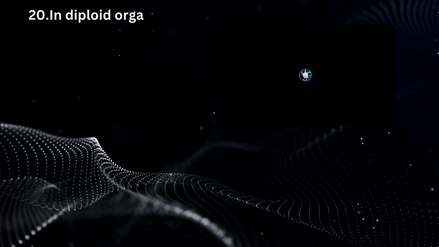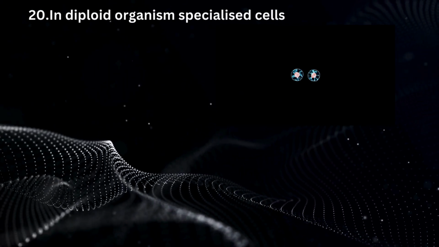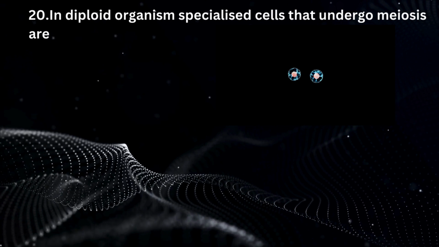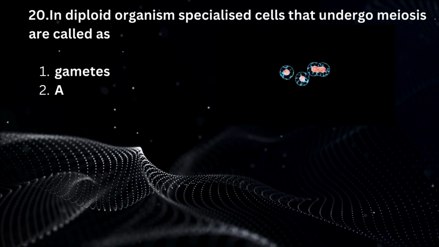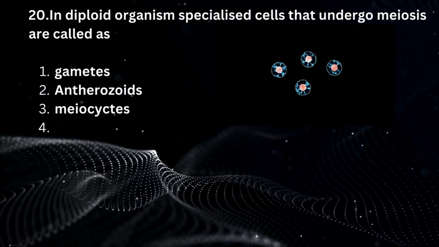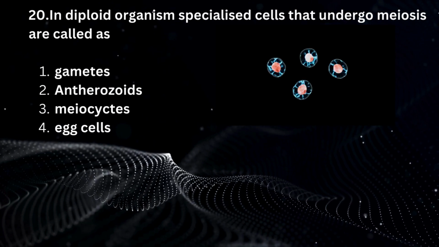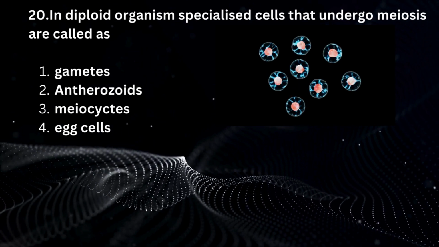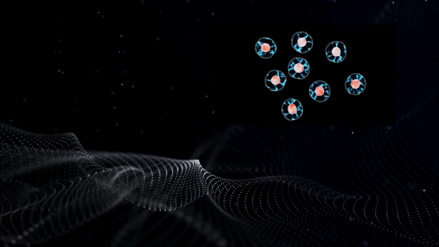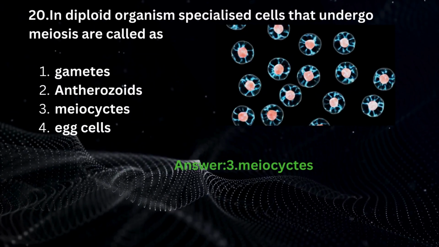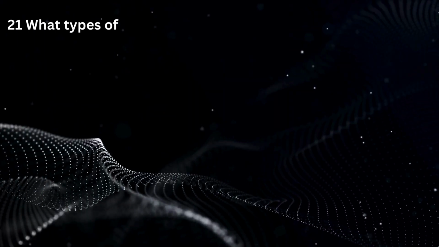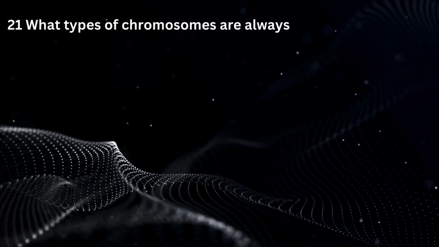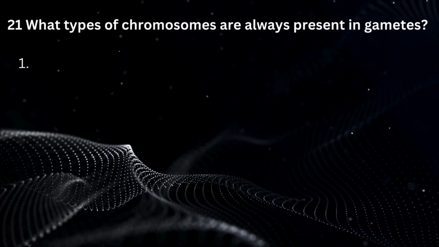Question number 20. In diploid organisms, specialized cells that undergo meiosis are called 1. Gametes. 2. Enterozoids. 3. Myocytes. 4. Egg cells. The answer is 3. Myocytes.